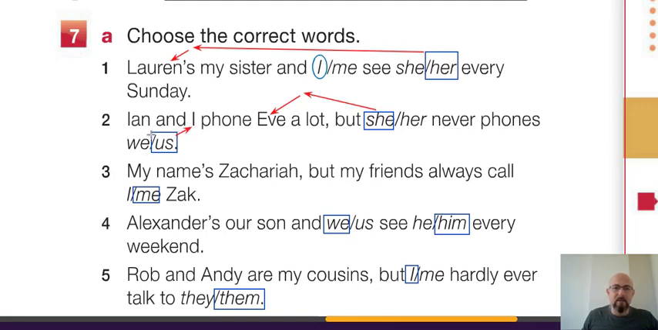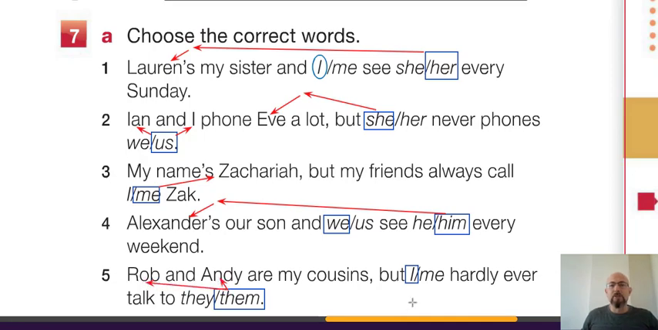I and Ian. My name is Zakaria, but my friends always call me Zach. Zach, which is Zakaria. Alexander's our son and we see him. Who is him? Back to Alexander. Rob and Andy are my cousins, but I hardly ever talk to them. Who is them?